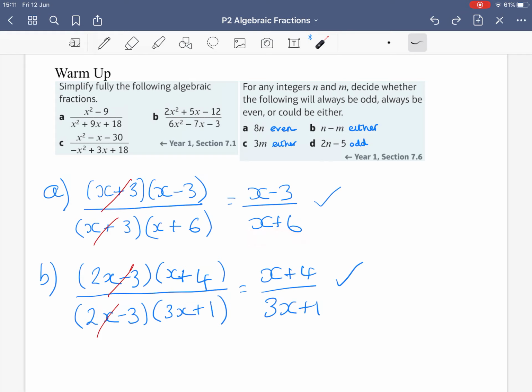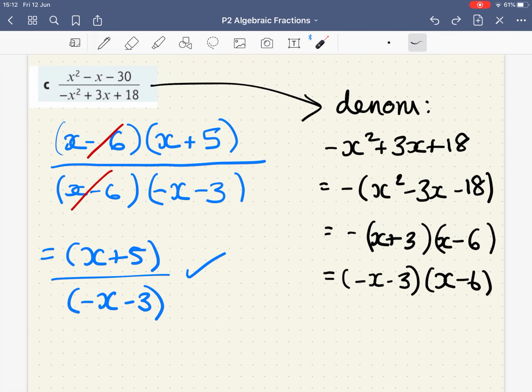For part B, the factorisation is slightly more tricky, but there's a good clue really. If you can do one of them, so if you do the top one, then likelihood is we're going to get something that cancels top and bottom. So if you can work out there's a 2x and a 3x, you should be able to go from there. And again, these will cancel out, which just leaves you with this answer.